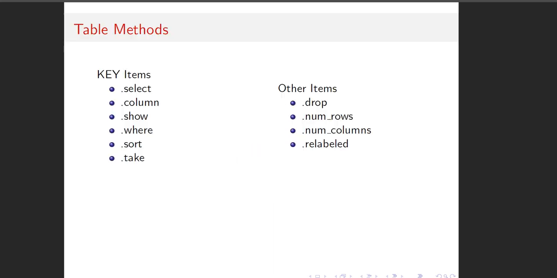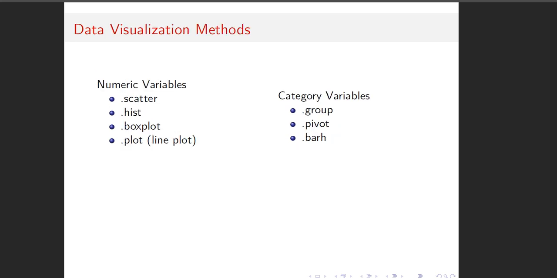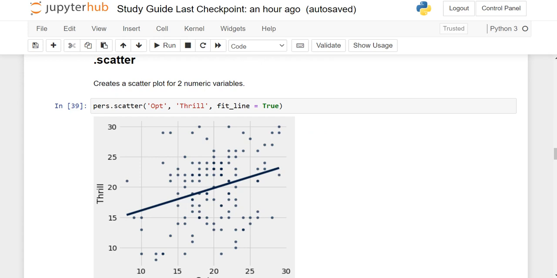So now let's just remind ourselves that we've already done all the table methods and other key items. And we need to do data visualization methods. Notice that we have done .group and .pivot and barh. So let's make sure that we get the ones for the numeric variables. Make sure that we have that. So here we go. And here is .scatter.